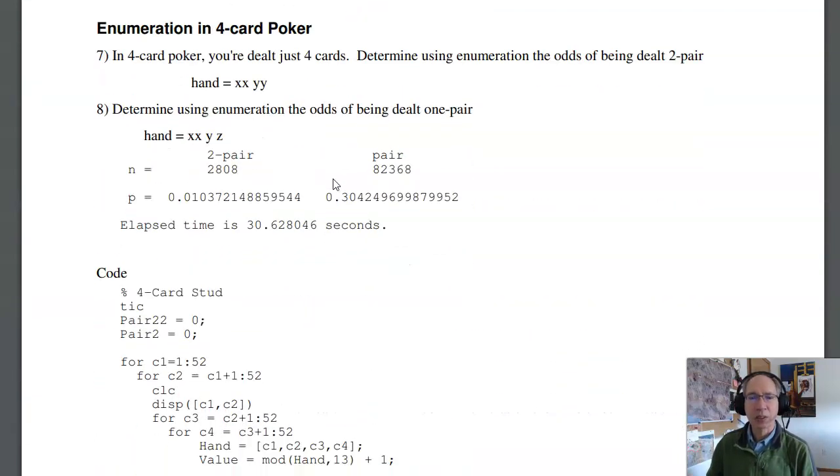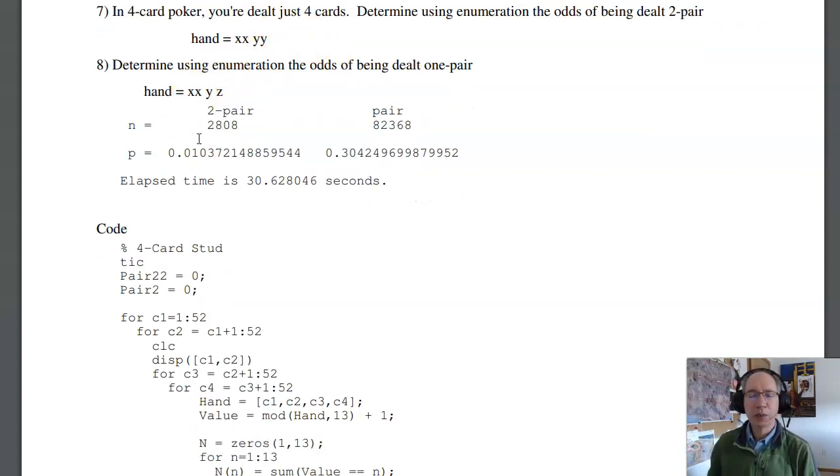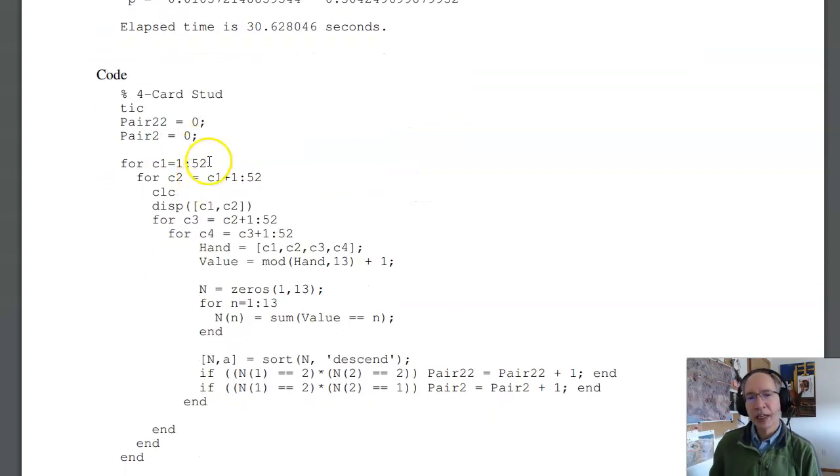4-card poker. Problems 7 and 8 are similar, just with a 4-card poker game where you deal out 4 cards. The question is, what's the probability of getting a 2-pair in 4-card poker or a single pair? Well, again, with enumeration, it's the same as before. Here the trick is the first card is anything in the deck, cards number 1 through 52. The second card, I've got to go up by 1. So if the first card's the ace of spades, the second card can't also be the ace of spades. It'll be the next card up.